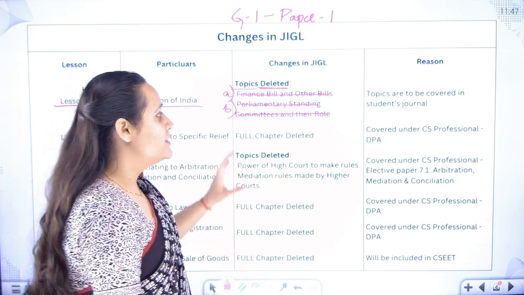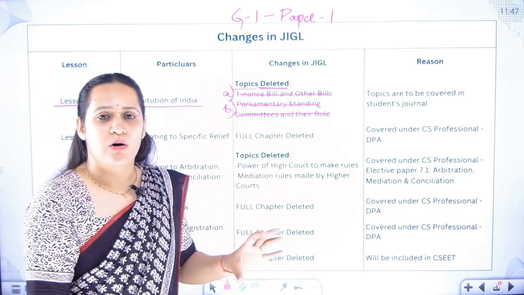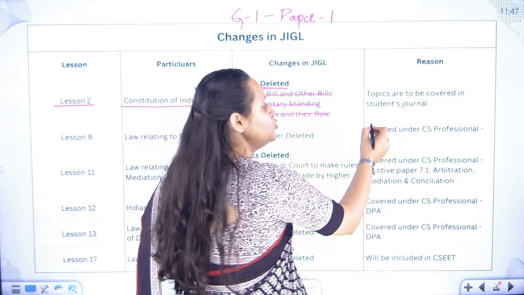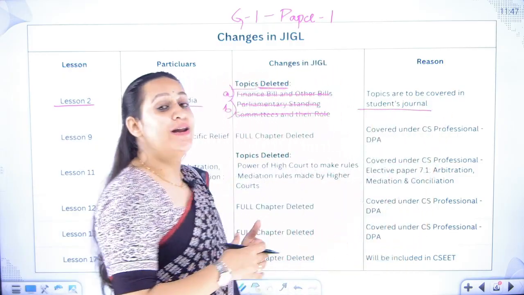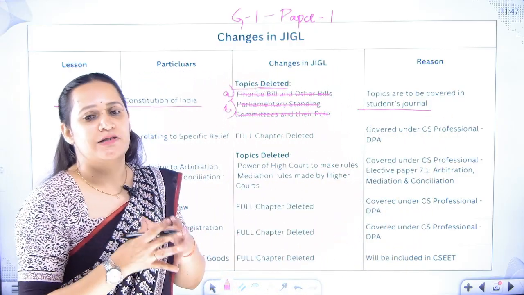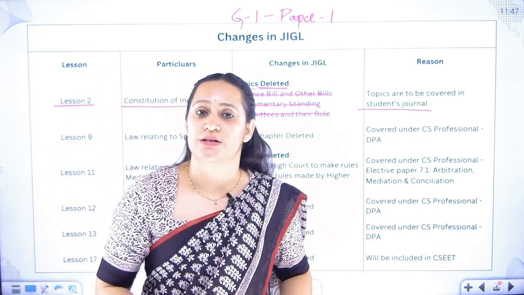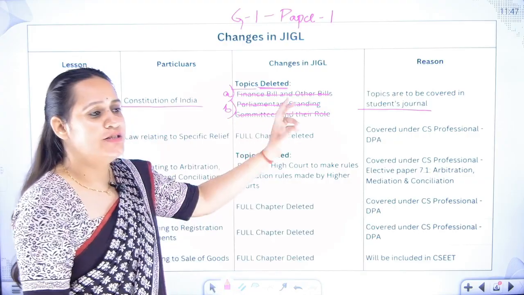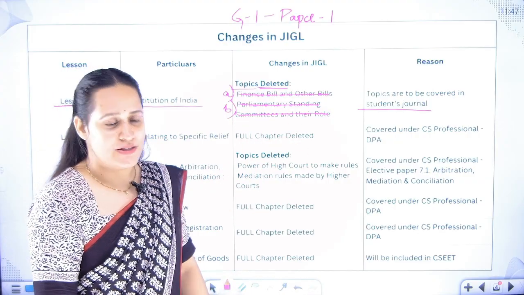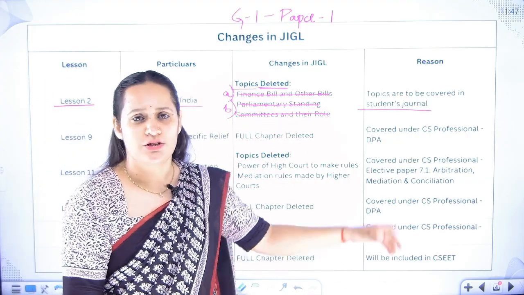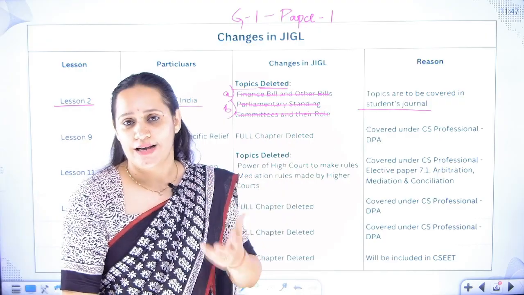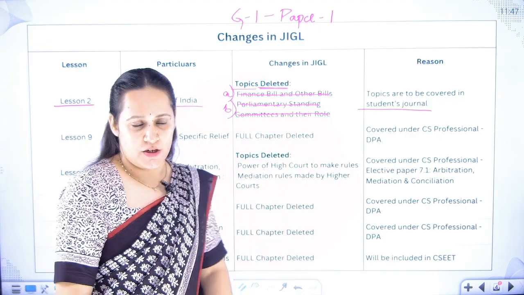Why? Because all these topics are covered by the institute in the student journal, which is issued on a regular basis, and it is the expectation of the institute that the students should refer to the student journals. So with that intention, they don't want an overlap of the concepts, so that is covered in the student journal, so it is deleted from the ICSI JIGL subject.